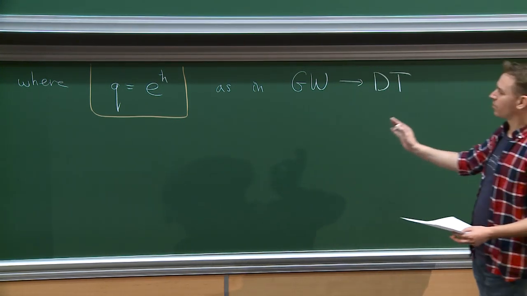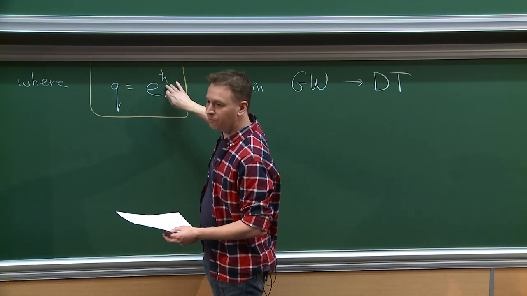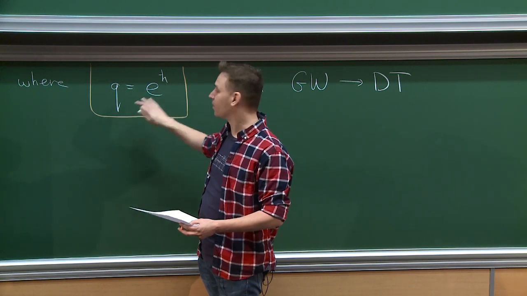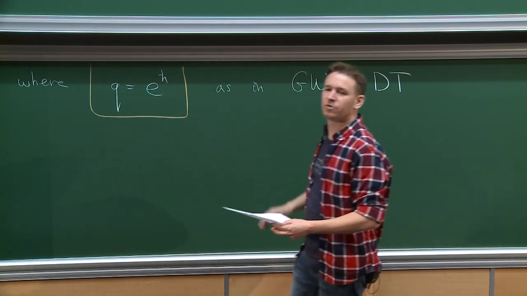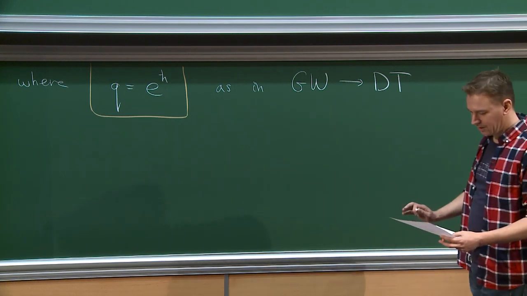Today, and therefore this relation, which is also the standard relation between the parameter h bar, which is producing the generating function of Gromov-Witten invariants, and q, which is used in Donaldson-Thomas series, is exactly the same as here, and for a good reason.